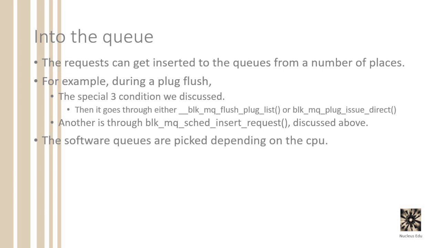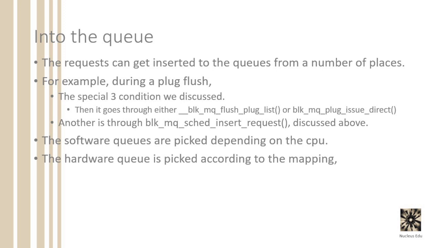So one more thing I want to note here is that, as discussed in the first session that we did, the software queues are usually equal to the number of CPUs. Hence, the software queue number which is selected for inserting the request is picked depending on the CPU that the process is running on. And from that software queue number, the hardware queue is picked according to the mapping.